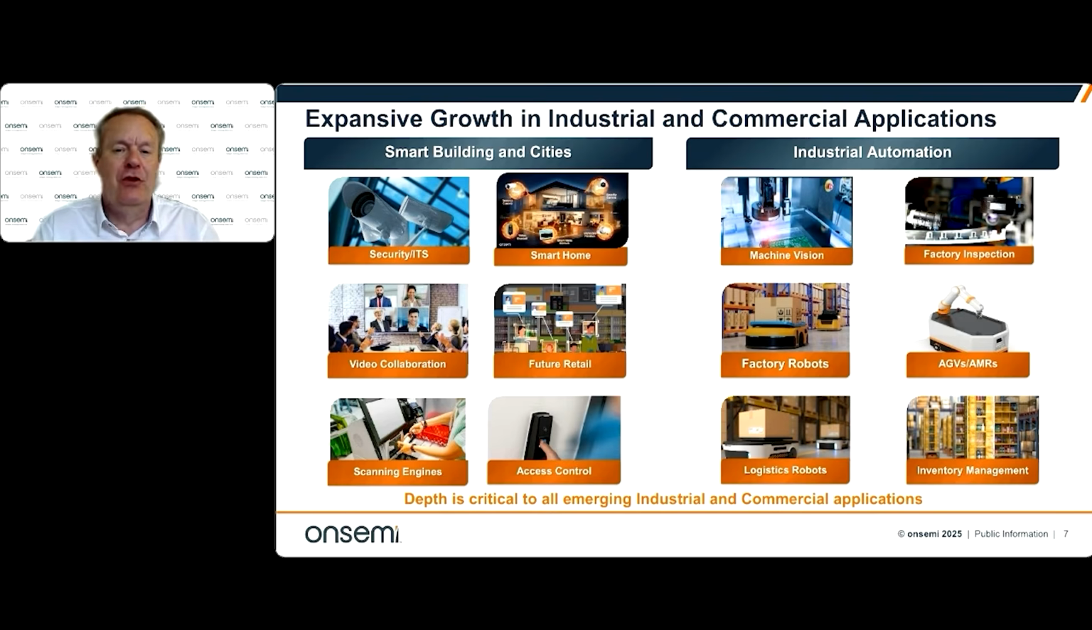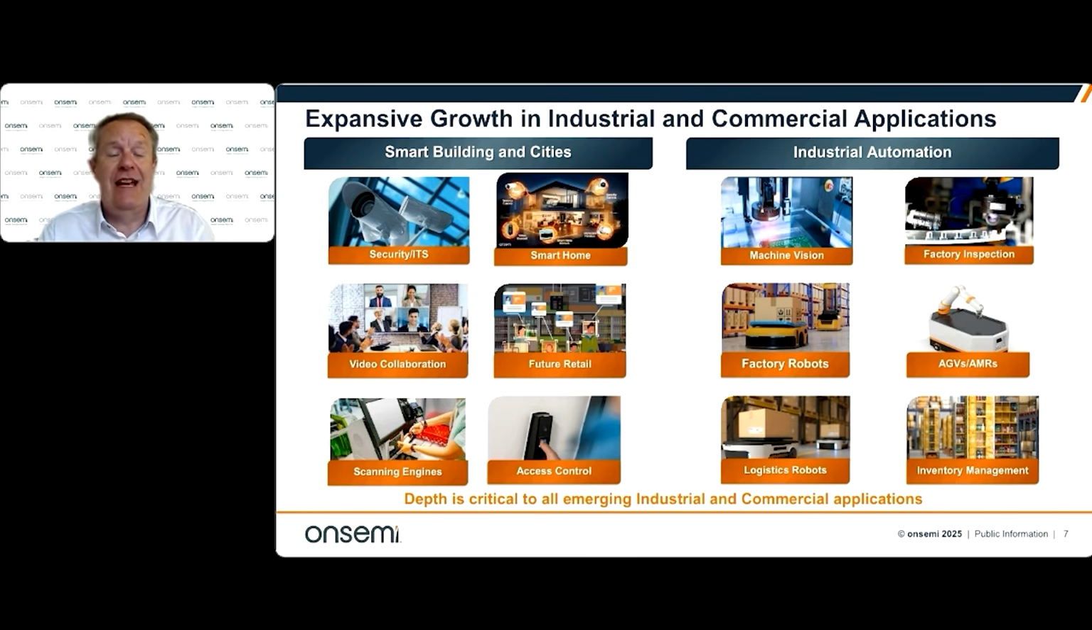So machine vision has always needed depth. Today, almost everything is done in 2D, but having that determination of depth in machine vision applications is very important for factory inspection. Factory robots: you've got robots that are going around needing to map, needing to make sure they don't collide with things. That becomes really important. Depth is needed there. AGVs and AMRs, guided vehicles and mobile robots, also need that depth information in order to navigate and for simultaneous localization and mapping techniques.